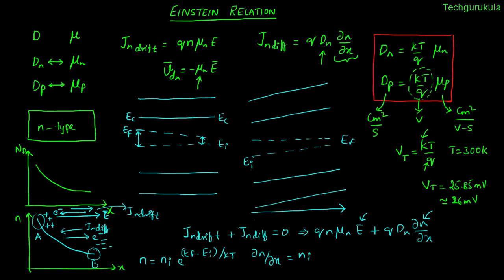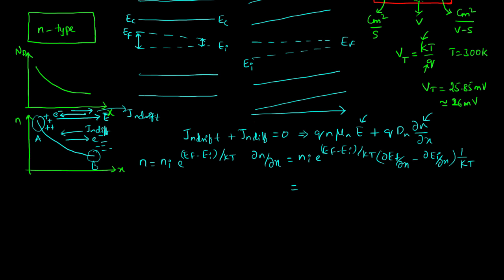So now let me write this. It would be equal to ni times e power (Ef minus Ei) over kT times [del Ef over del x minus del Ei over del x] times 1 over kT. Now this del n by del x can be written as, this whole thing is nothing but n times, we know dEf over dx is 0, so this would become minus n times del Ei over del x times 1 by kT. I'm writing it here. So this is del n over del x.